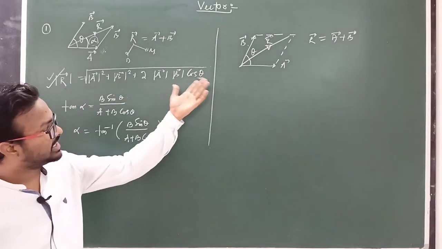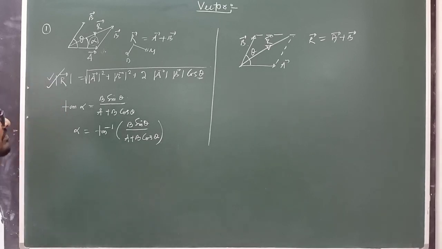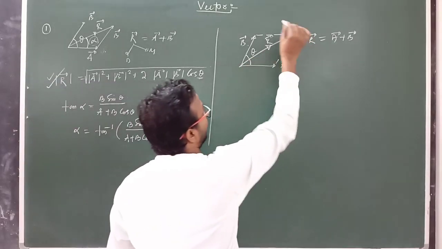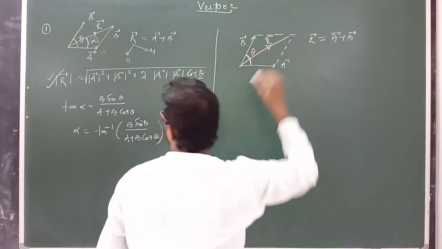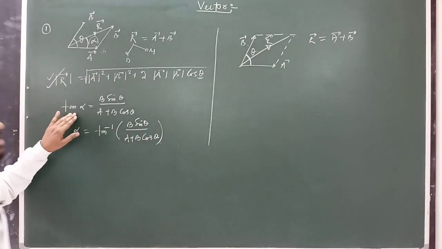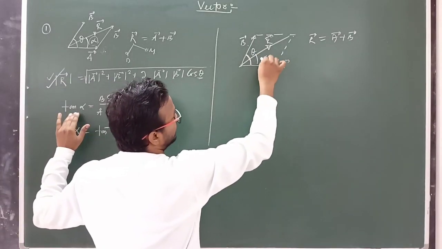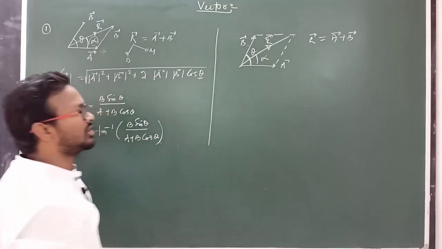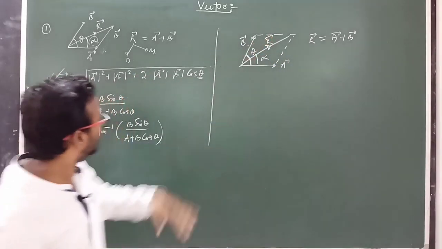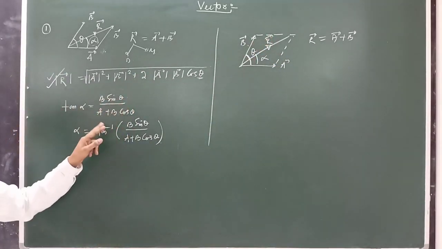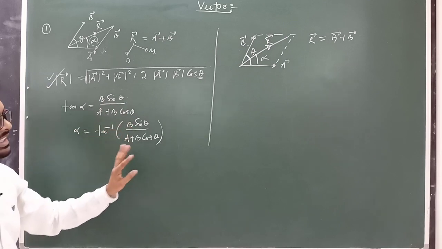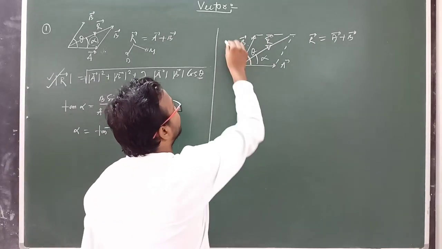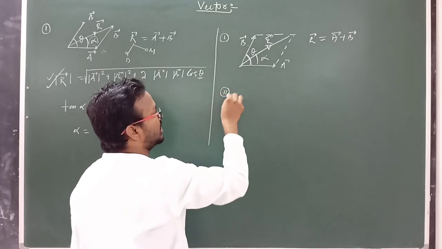And here also, what is theta? Theta is the angle between the two vectors, and this is the diagonal case. And for direction, same thing: the direction is here, and you can take this angle as alpha. Alpha gives the direction of the resultant vector from A vector. So here tan alpha equal to B sin theta by A plus B cos theta. Clear? Okay.